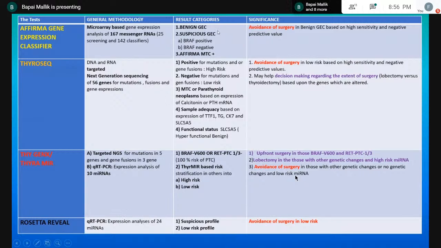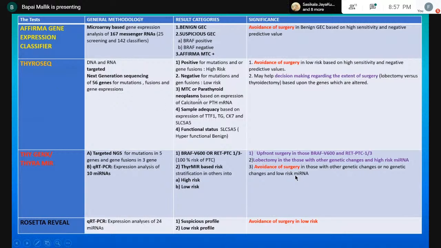So what are the result categories? Look at the result categories. Here it is benign, suspicious, or you can say this is a medullary thyroid carcinoma. If it is benign, you can avoid surgery. So this is what you're looking for. You just are looking for which are the cases which are benign. You can tell the patient, okay, you can relax now. There will be no surgery necessary at this moment.